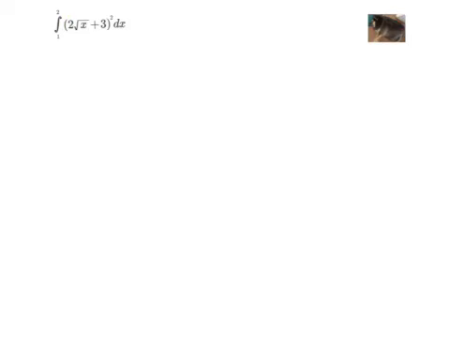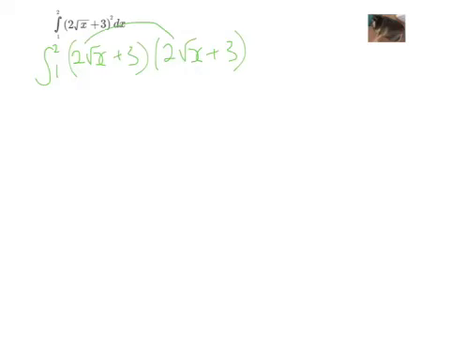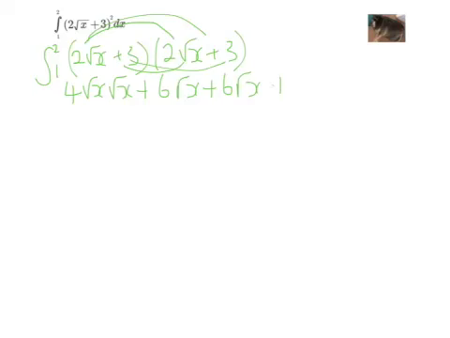Okay, here comes another one. So we're integrating between 2 and 1, 2 root x plus 3, bracket 2 root x plus 3. We can't integrate anything yet until we've neatened it up. Okay, so 2 root x times 2 root x is 4 root x, 2 root x times 3 is 6 root x, 2 root x times 3 is 6 root x, and 3 times 3 is 9.